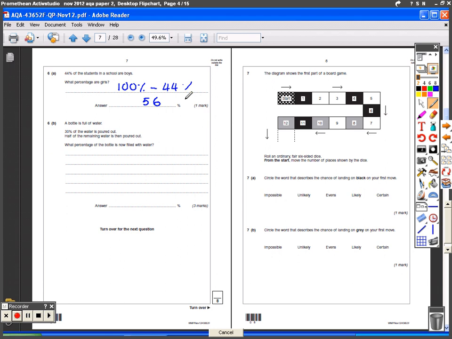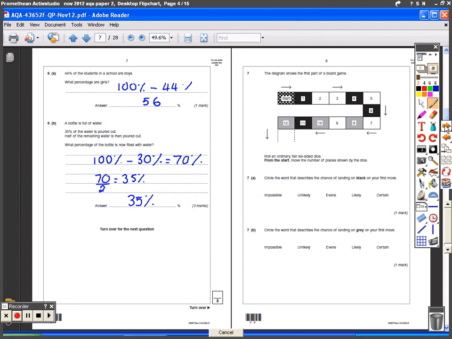6B. A bottle is full of water. 30% of the water is poured out. Okay, so let's just deal with this first of all. So if it's full, it means 100% of the bottle is full and 30% poured out, so that would leave us with 70% left in the bottle. Half of the remaining water is then poured out, so a half of 70% would be 35%. So if a half's poured out, that leaves a half left in it, which is again 35%.